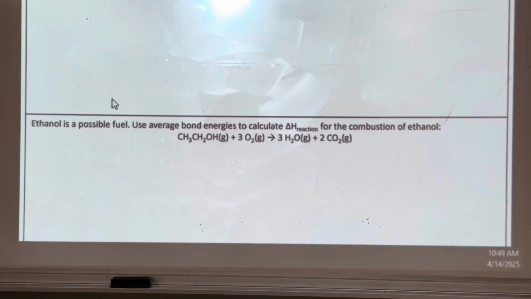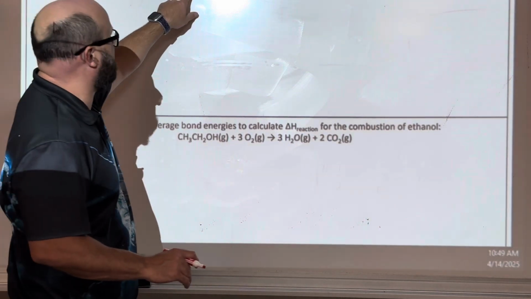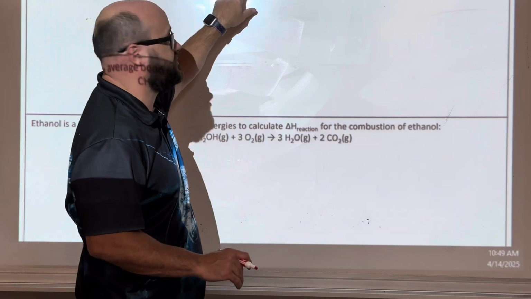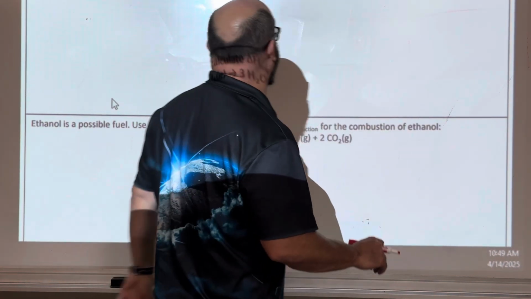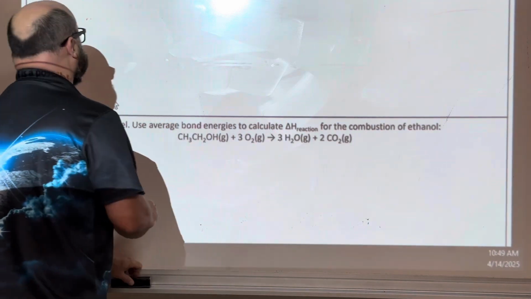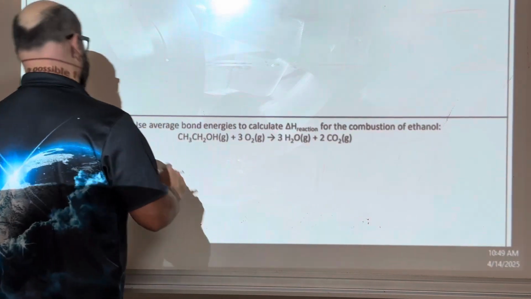Hydrogen gas, a potential fuel, can be made from the reaction of methane and steam. Use bond enthalpies to calculate delta H for this reaction. All right, so first up, we got 1 methane plus 2 waters, or 2 steams, yields 4 hydrogen and 1 carbon dioxide. So I'm going to draw this out real quick.